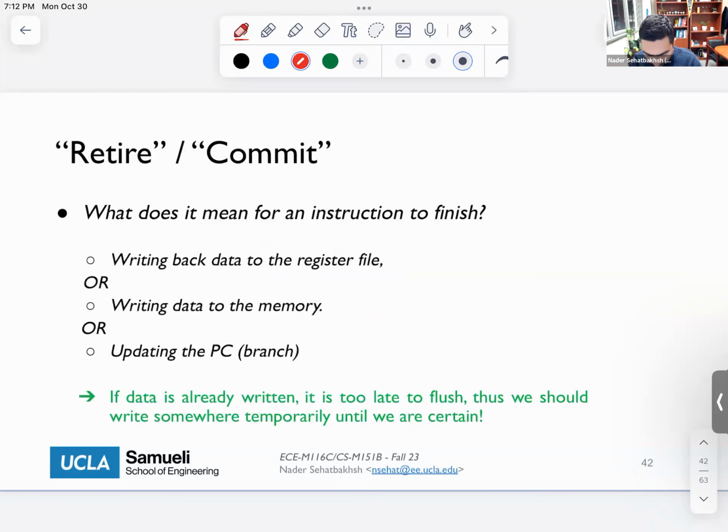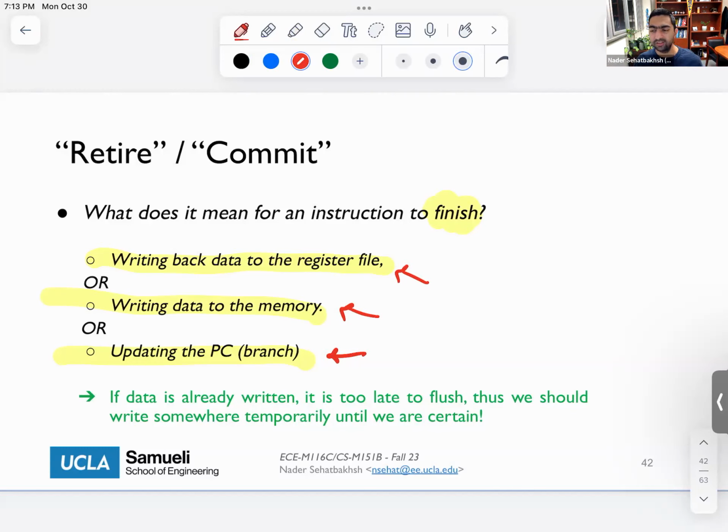So finishing, in our methodology, means that we either write things to the register file, or we write things to the memory, or we update the PC. When we say things have finished, it means that one of these three, or all three, is happening. And when the data is written to any of these, it's already too late to flush things, because we have no idea where this data has been written. There's no way of tracking where it has been written, so there's no way to find that data back.